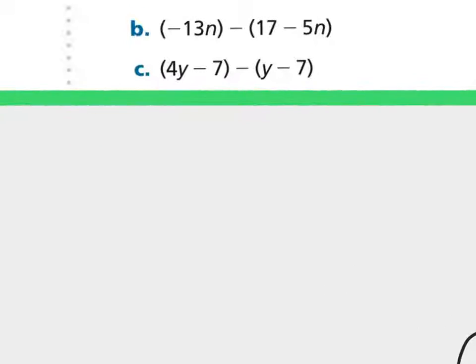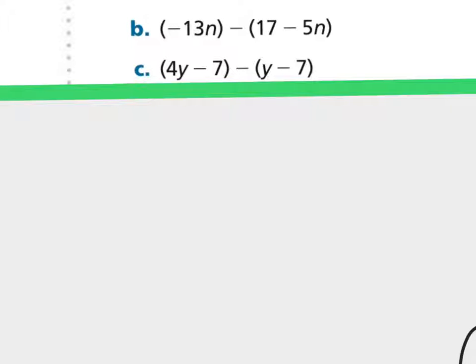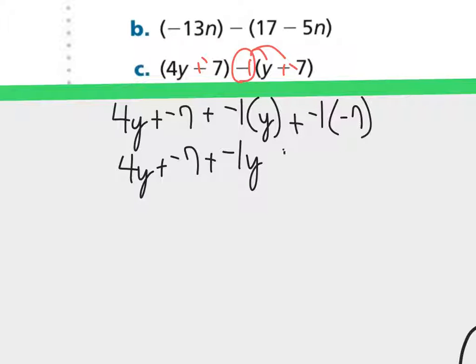We look at part C, same idea. So for this problem again, if you prefer, we can put a 1 here and distribute the -1. Inside the parentheses, probably not a bad idea to add the opposite so you keep your signs straight. So we do -1 times y, -1 times -7. So -1y, negative times negative would be a positive 7.